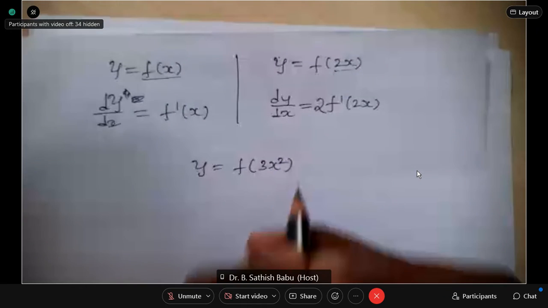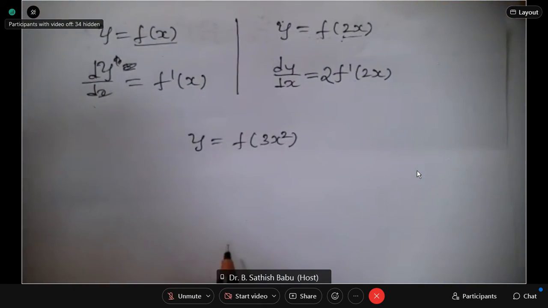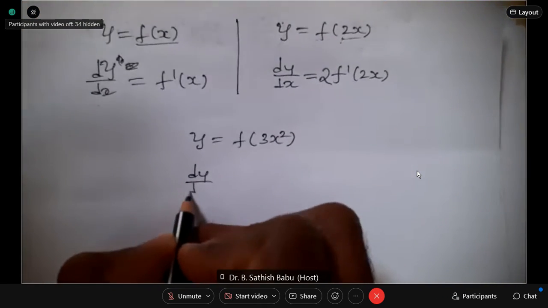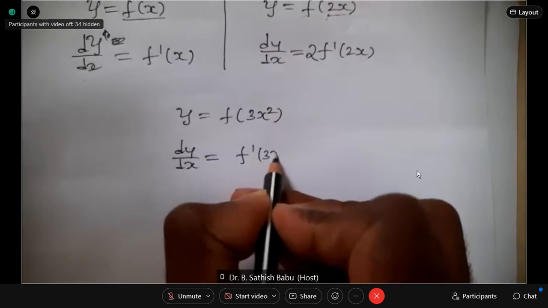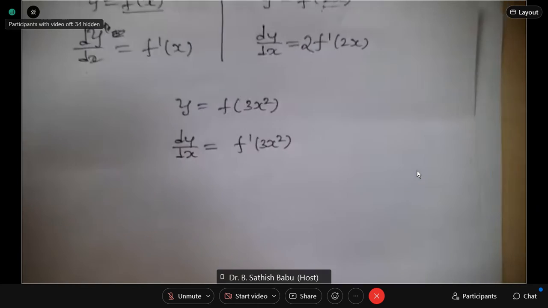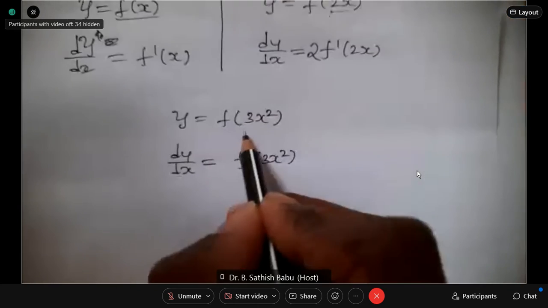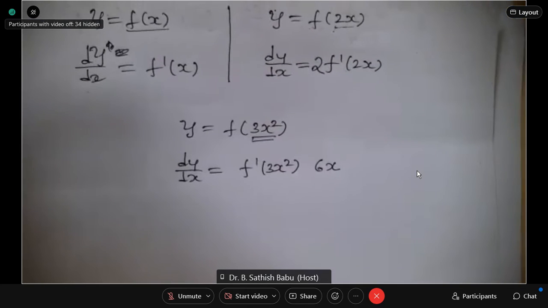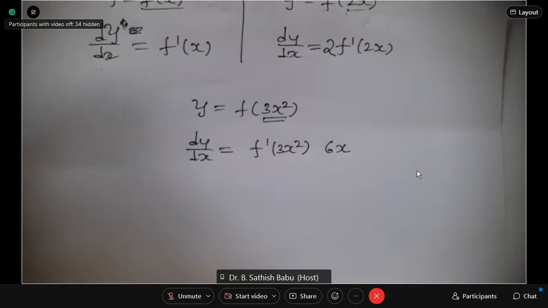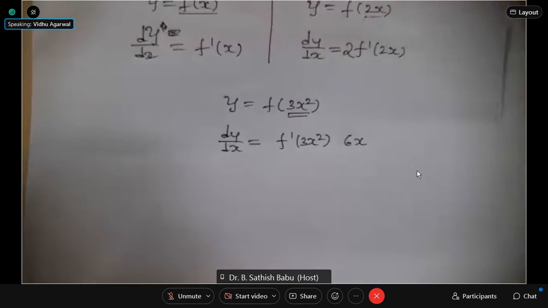Suppose you have f of 3x square. Then the differentiation will look like this: f dash of 3x square, right? Into the differentiation of the interior term, 3x square will become 6x. Is the differentiation process understandable?